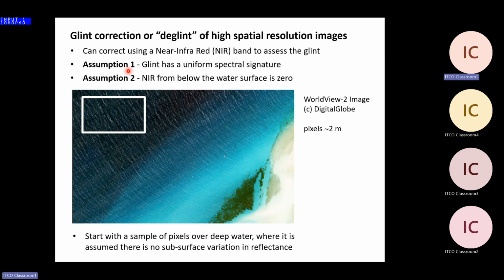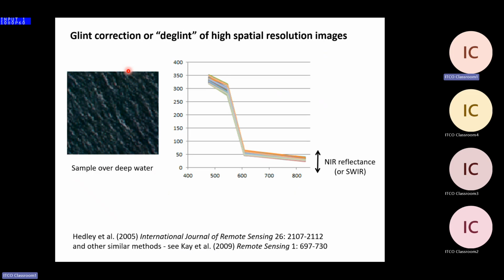You could do it, but the assumption you would be making is that the near infrared coming from below the water surface was the same everywhere. So it doesn't have to be zero, but it does have to be the same everywhere. Yeah, so you can use it, but because it's not perfect.